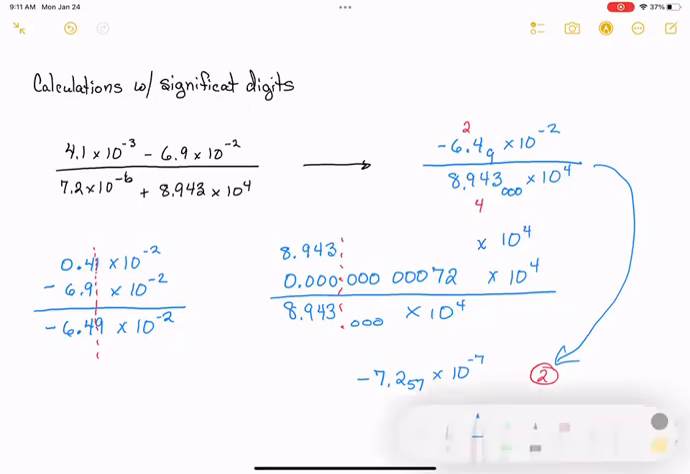Again, now we're looking at what we need to get rid of. The digit we need to get rid of is a 5. And this is where that 5 rule comes in. Basically, we want the last digit kept to be even. Since the 2 is even, this would simply become a negative 7.2 times 10 to the minus 7.